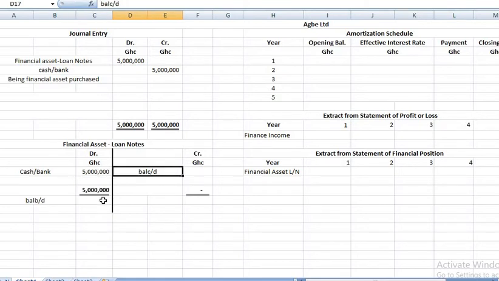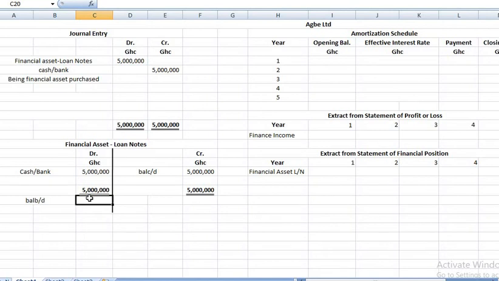And then we balance it. Alright, so we balance it also 5 million. So this is the T account. So currently this is what we have in our books as at the beginning of the first year.